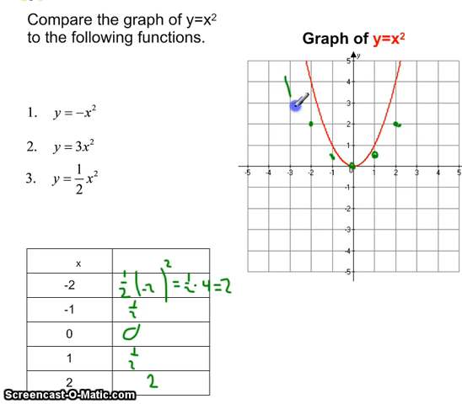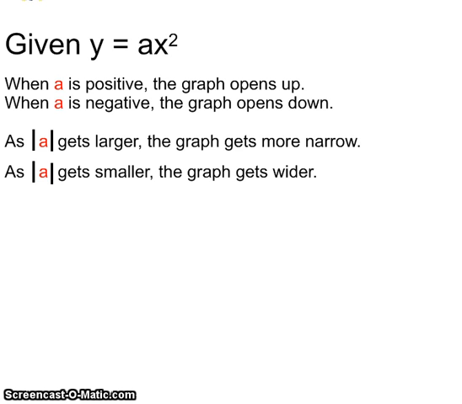So if I were to connect these with a smooth curve, you're going to see that the vertex doesn't change. It opens up because a is positive, but what you're going to have here is a parabola that's wider than what you would expect. Okay, so to generalize this, what you might notice is that it's opposite of what you would think. As a gets larger, the graph gets more narrow. As a gets smaller, the graph gets wider.